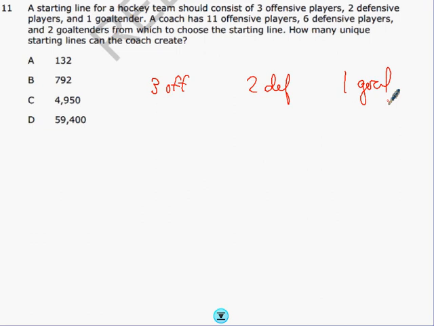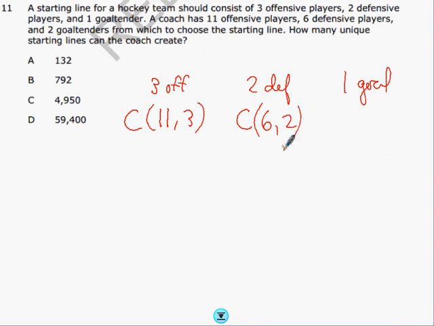In this case, we're not distinguishing between left wing and right wing and whatnot. So it seems to me that we're making a combination. From offensive players, he has 11 to choose from, and he's picking 3. For defensive players, again, it's another combination. They don't tell us left side or right side. So we're picking between 6 defensive players, but we're going to pick 2.